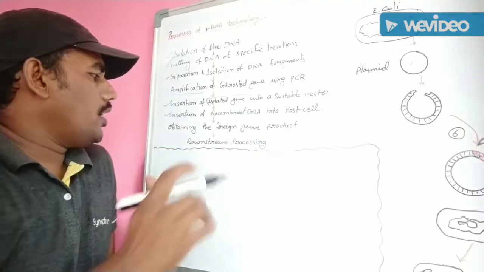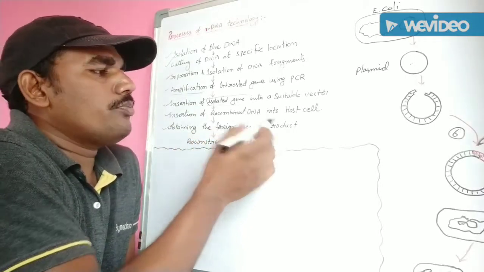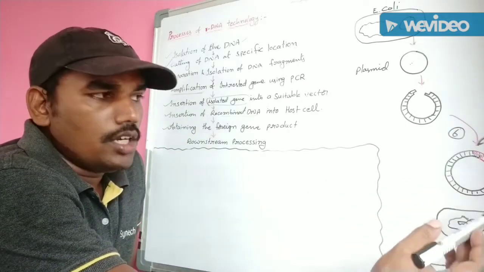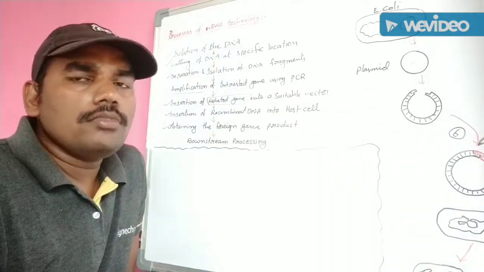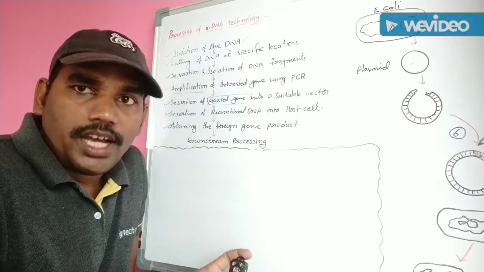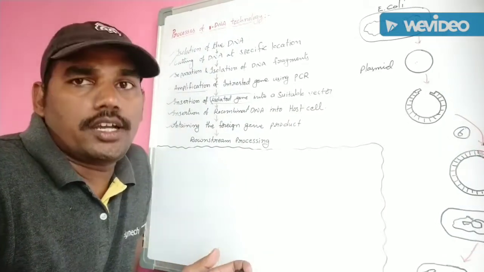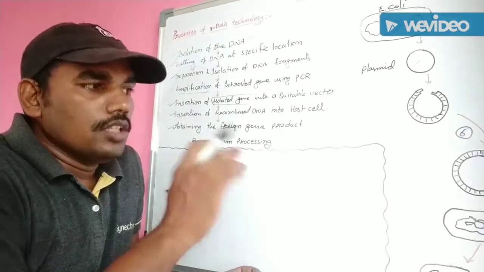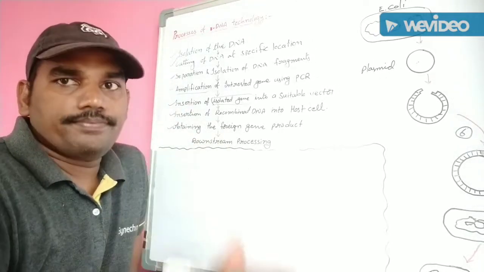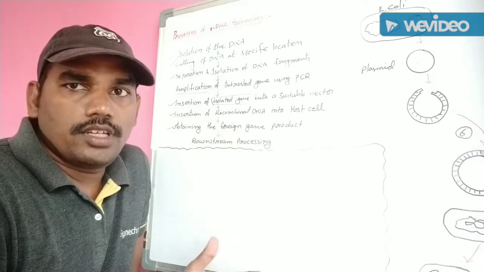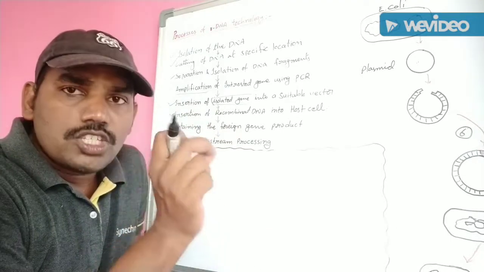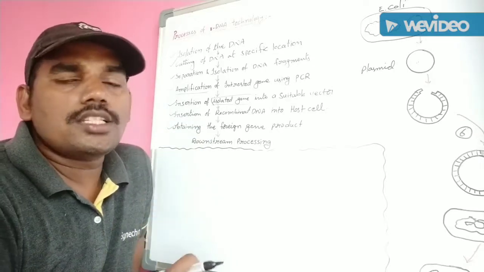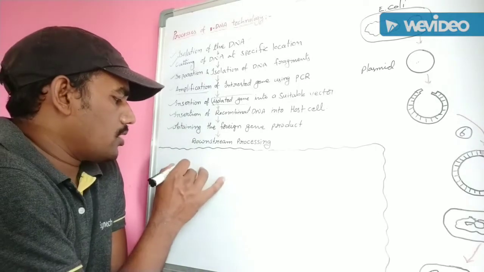The next process in rDNA technology is obtaining the foreign gene product. After insertion of the recombinant plasmid into the host organism, the host organisms containing the recombinant plasmid are cultured on a nutrient medium. Then these E. coli cells multiply on a large scale. But which host cells are containing the recombinant plasmid? You select this type of cells with the help of selectable markers.